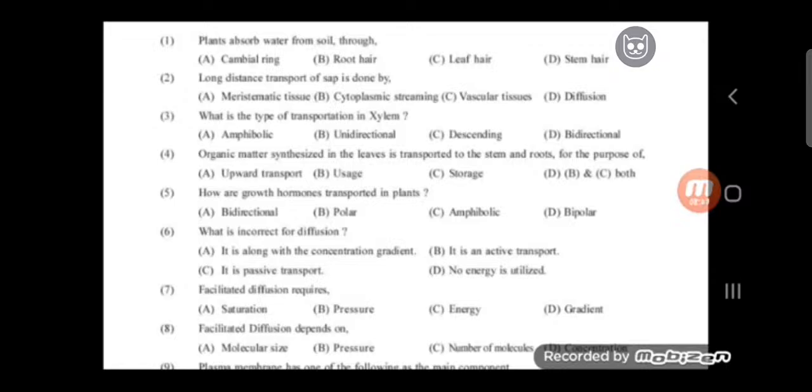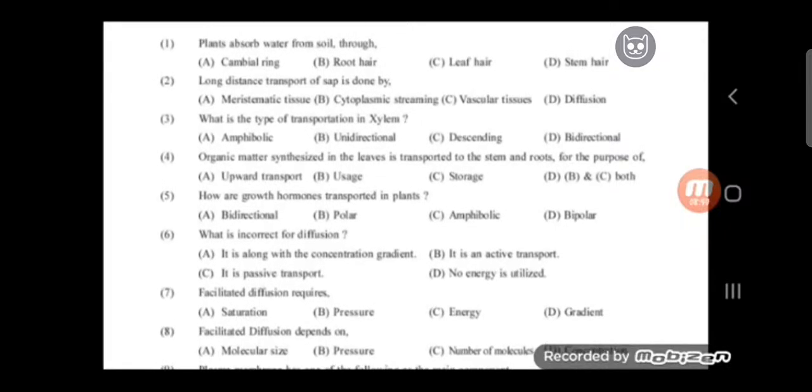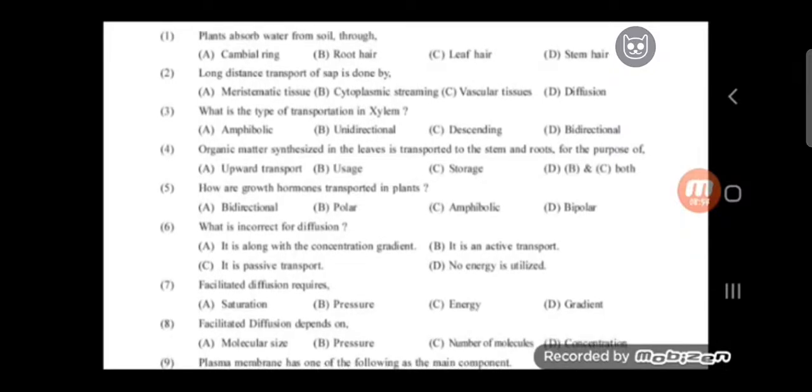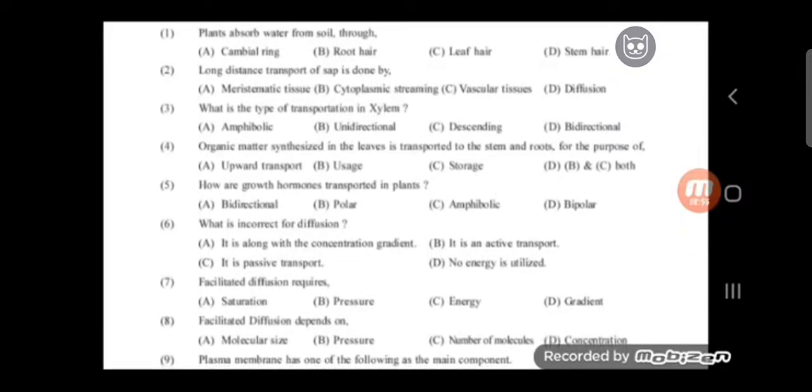Now let us come to question number 3. What is the type of transportation in xylem? Whether it may be amphibolic, unidirectional, descending or bidirectional. Which one is the correct answer? You have to say. I explained what it is in the starting.